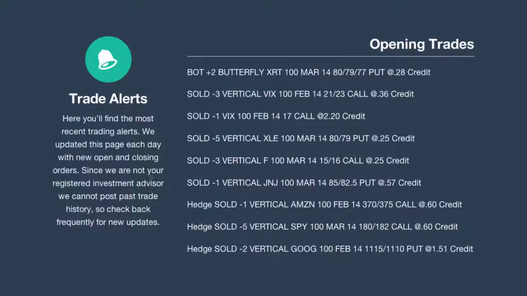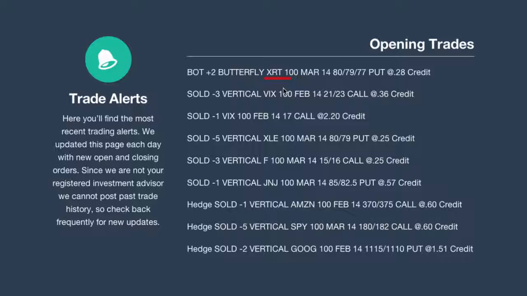The first one I want to go over is the butterfly that we sold in XRT. Now this is a little bit different because, well, we actually bought a butterfly, but we bought it for a credit, so some people are getting a little confused with that. So I want to go over this with you because it is a broken wing butterfly.